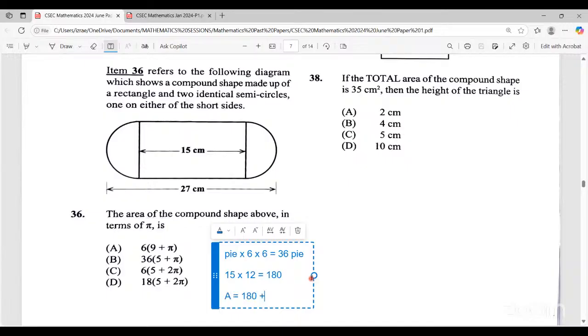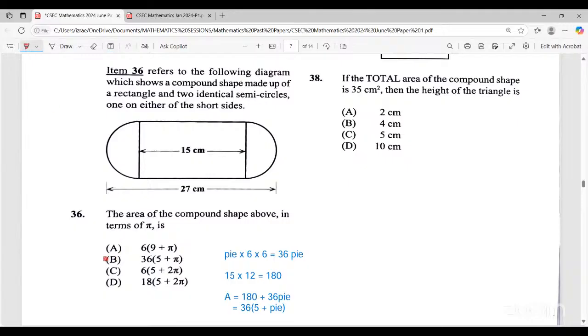So this one requires a little more work with 36 pi. What can we pull out? Can we pull out 36? 36 is common. 36 into 180 is 5. And 36 into 36 pi remains with pi. Yeah, there you go. So that took a little longer, but we're done there. The answer is B.